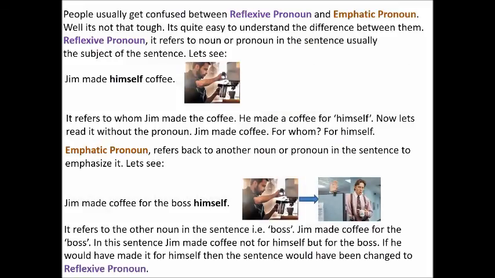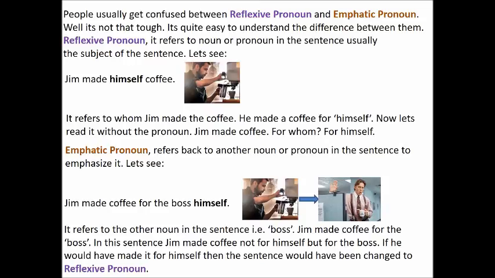People usually get confused between reflexive pronouns and emphatic pronouns. Well, it's not that tough. It's quite easy to understand the difference between them. Reflexive pronoun: it refers to a noun or pronoun in the sentence, usually the subject of the sentence. Let's see. Jim made himself coffee. It refers to whom Jim made the coffee for. He made coffee for himself. Now, let's read it without the pronoun. Jim made coffee. For whom? For himself.